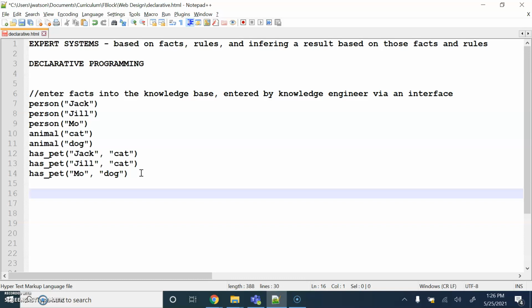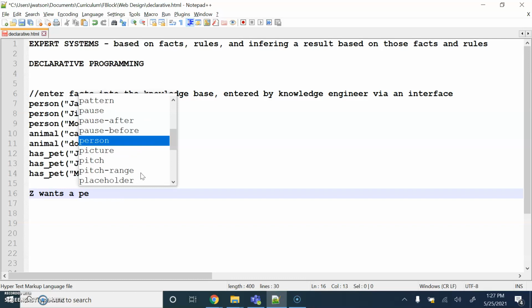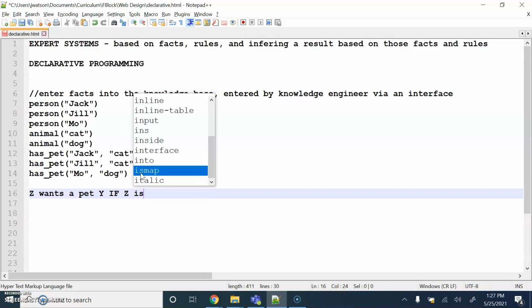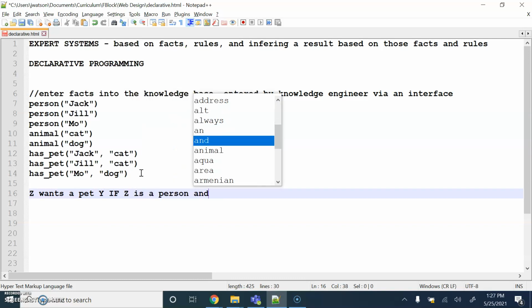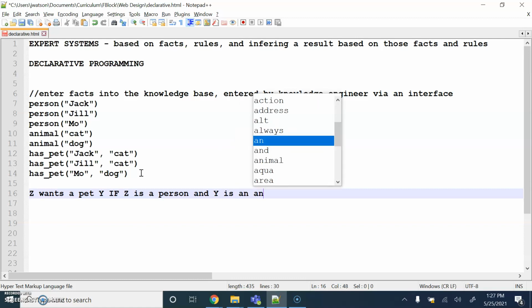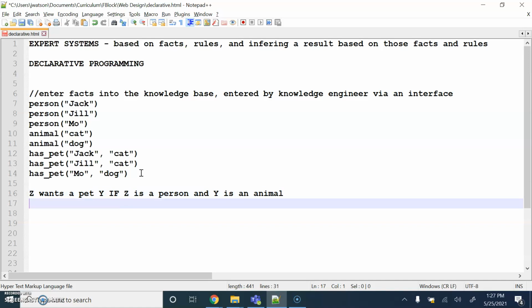Okay. Now this is the rule. Z wants a pet Y if Z is a person and Y is an animal. So this is a very simple rule that we're going to put into our expert system.